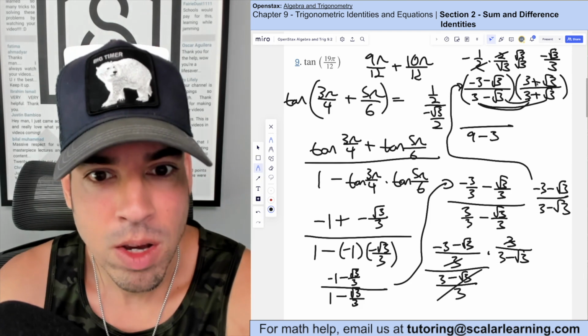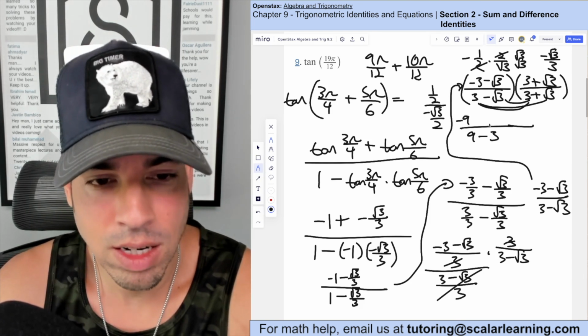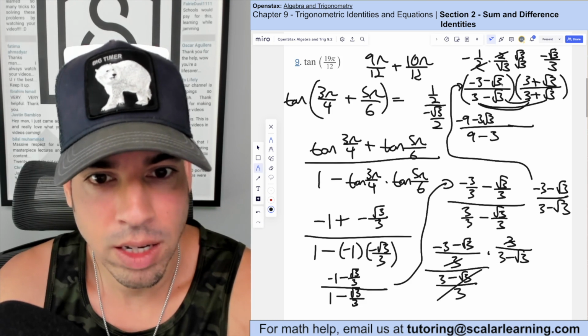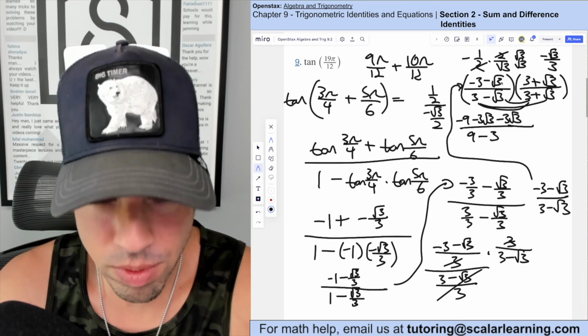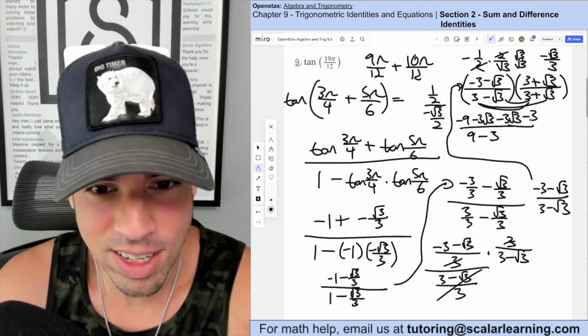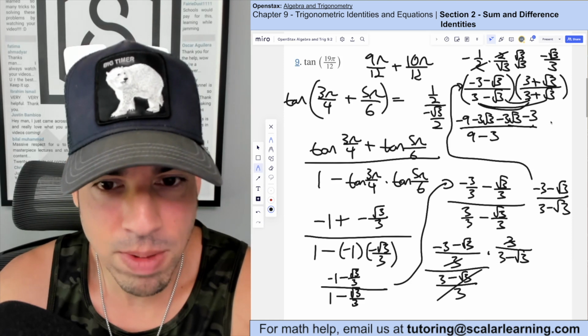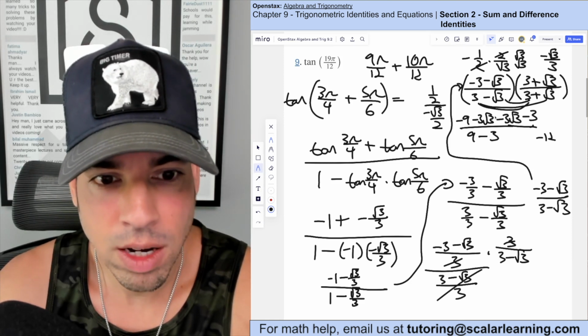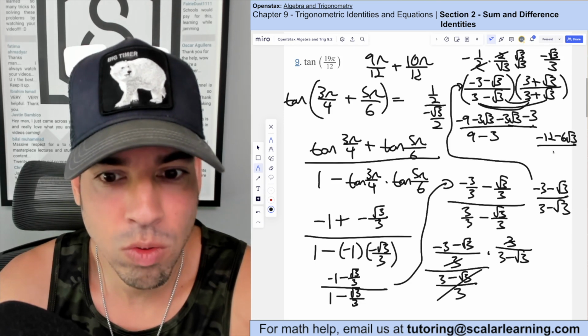And then on top, we get negative 3 times 3 is negative 9. Then we get negative 3 rad 3. Then I get, again, negative 3 rad 3. And then I get negative rad 3 times rad 3, which is negative 3. Okay, so now we can simplify a little bit further. On top, negative 9, negative 3 make negative 12. And then negative 3 rad 3 minus 3 rad 3 is negative 6 rad 3 over 6.